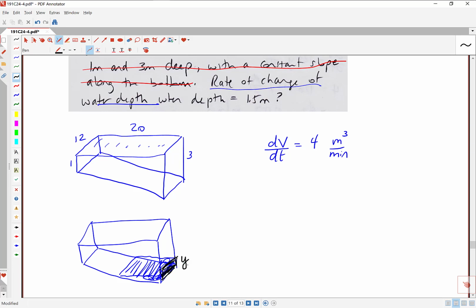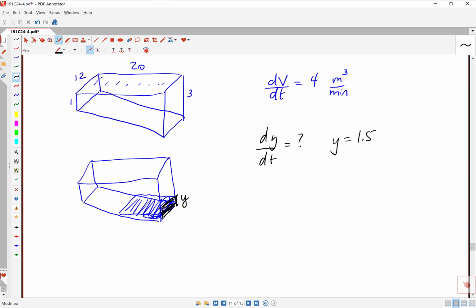So let's call that y, since it's a vertical variable. Okay, so we want the rate of change of y with respect to time. We want to figure out what that is when the depth is equal to 1.5. Okay, that way we've pulled everything out of the question. We do not need to look back at that question anymore.